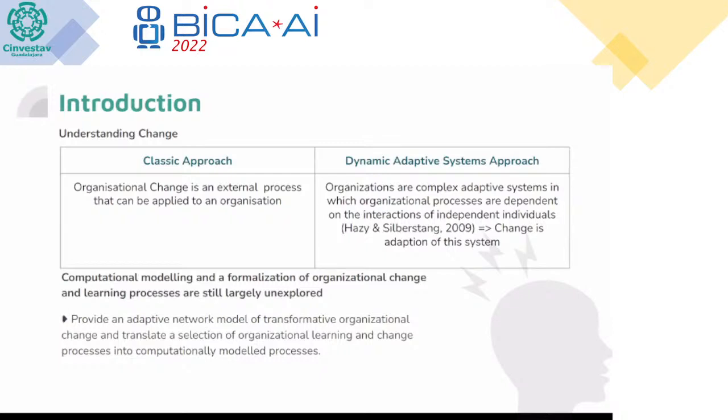And especially in this field, computational modeling and formalization of this organizational change and learning process is still largely unexplored. So we aim to provide an adaptive network model of transformative organizational change and translate a selection of organizational learning and change processes into computationally modeled processes.